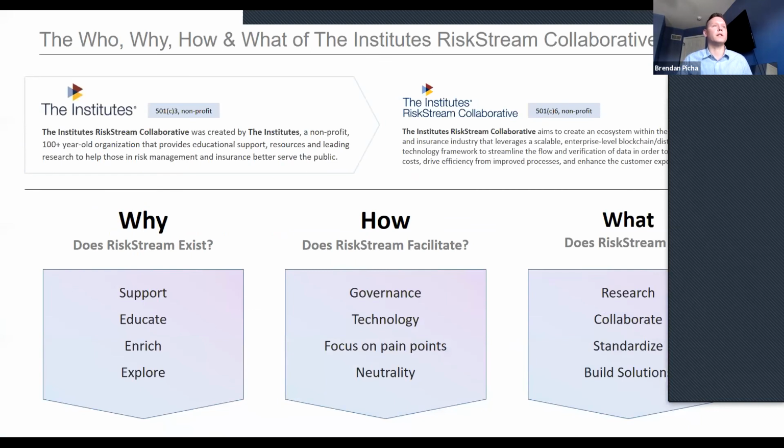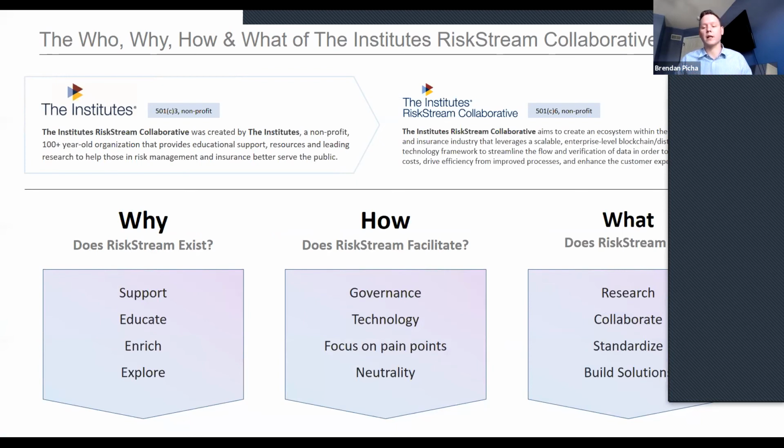So late 2016, early 2017, a lot of the Institutes' customers were talking about blockchain. The Institutes has been around for about 100 years. They're our parent organization. They were spun out of Wharton, and their whole mandate is to support and educate the insurance industry. We brought a lot of our members together, a lot of our customers together to talk about blockchain as the industry was talking about it.